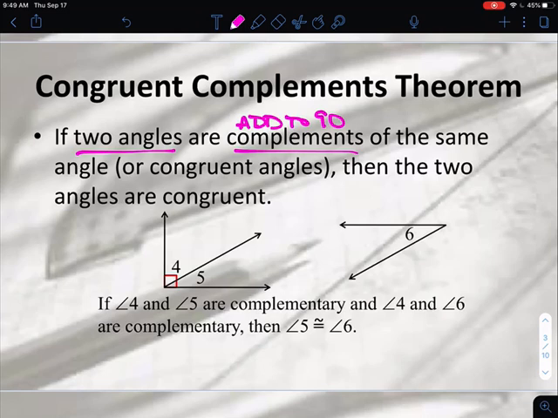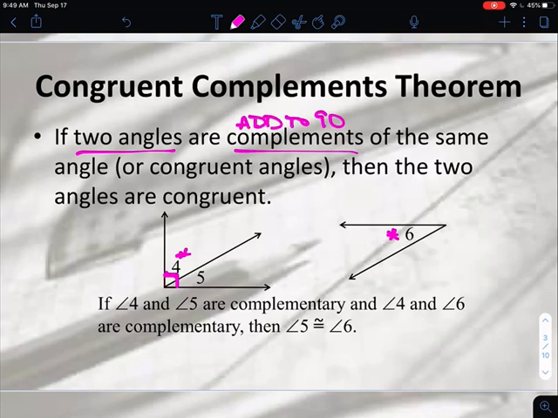So again, we look down at the picture here. Angles 4 and 5 are complementary, and we get that because of the little box right here telling us that's a right angle. But then they're also telling us angle 4 and angle 6 are complementary. So that means angle 4 and 6 have to add up to 90 as well.